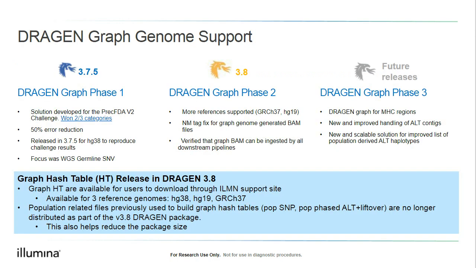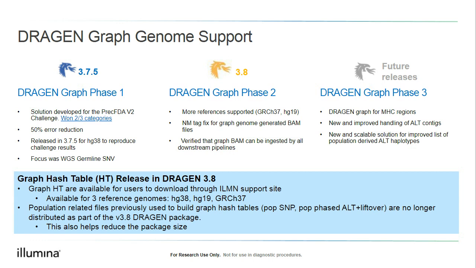In 3.7, if you remember, we had introduced this graph genome concept. Again, this was a solution that we had developed as part of a Precision FDA challenge. And at that time we had targeted this graph genome to be only specific to hg38. In 3.8, we now have more references that are supported. So if you're using GRCh37, hg19, then you will now be able to use the graph genome with those references.